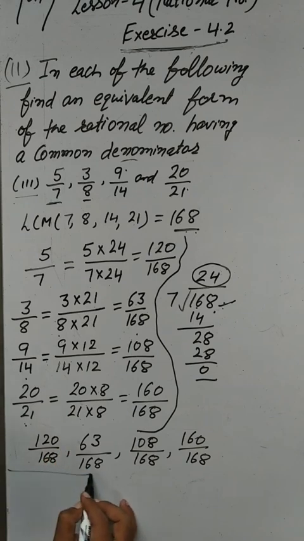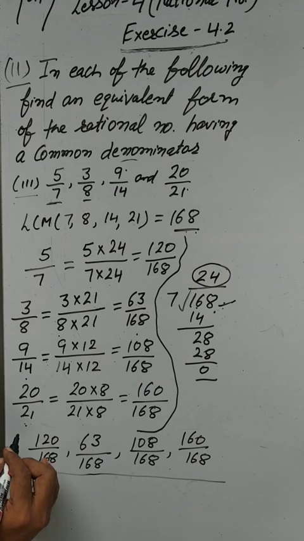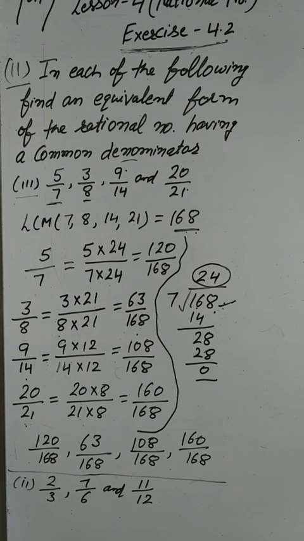Okay, and only the second part of the 11th question is pending, beta. You have to try the second part by yourself. The second part is 2 upon 3, 7 upon 6 and 11 upon 12. Clear beta? This is all about exercise 4.2. I hope you can solve the pending questions very easily by yourself. Thank you beta.